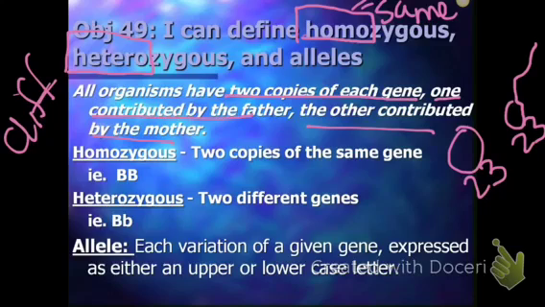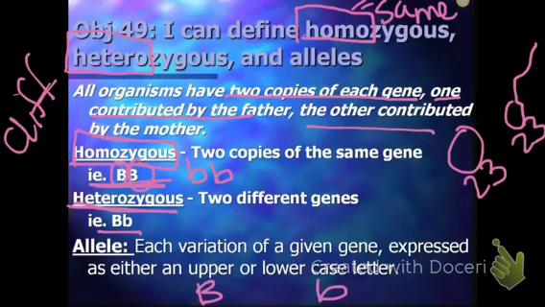Okay? So, homozygous means mom passed down a dominant trait and dad passed down a dominant trait. Homo means same, so you have 2 capital letters. This is also homozygous, okay? 2 lowercase letters. Heterozygous means 2 different genes, 1 capital, 1 lowercase. And an allele is a variation of a given gene expressed as either an upper or a lowercase. So this is an allele, this is an allele. It's one of them. If I say what's the allele from mom, you would say capital B. If I say what's the allele from dad, you would say lowercase b. Okay? All right, moving on.